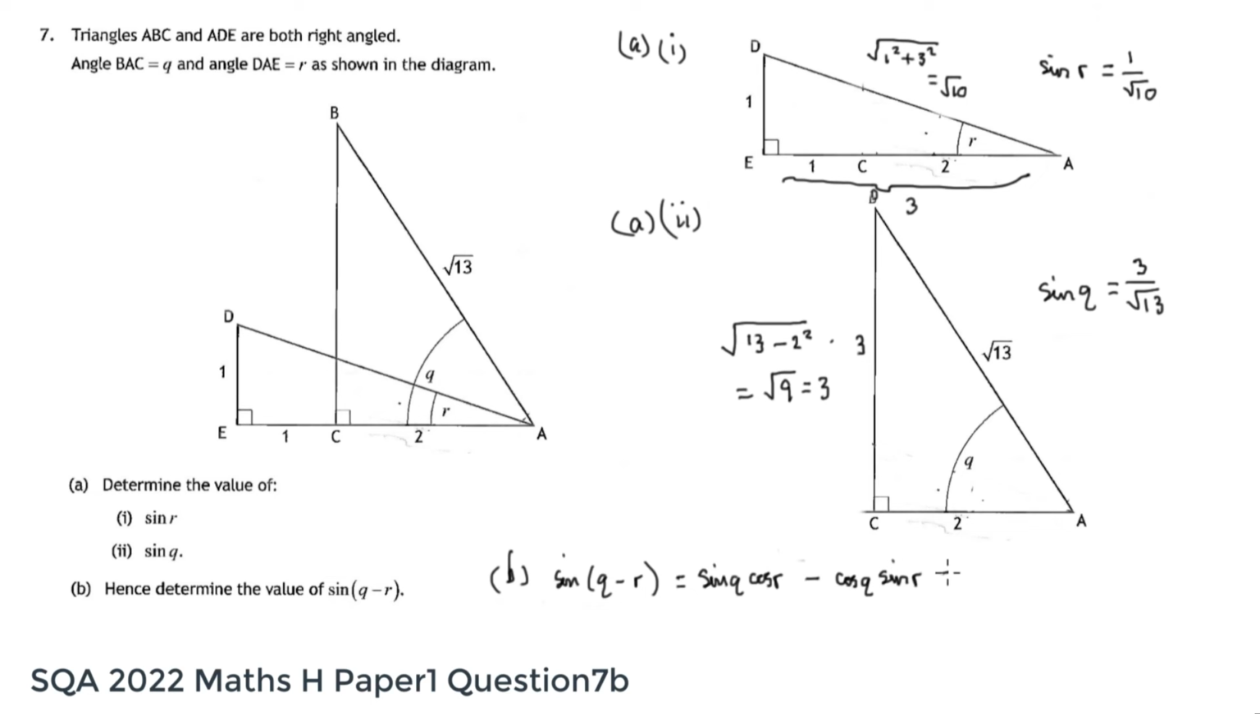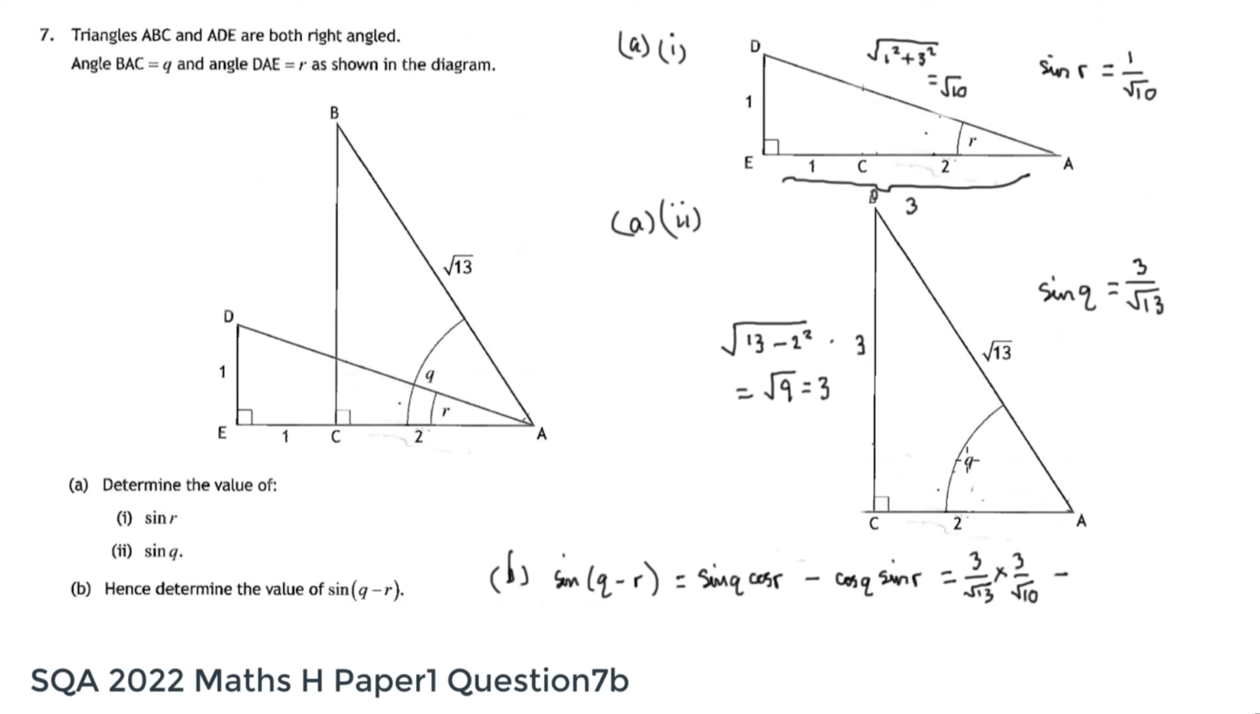Now most of these things we know, at least 2 of them have already worked out. Let's have a look. Sine of Q, there it is, in all its splendour, 3 over root 13. And we're asked to multiply that by cos R. Cos R we don't have, but let's go up to the top triangle, the cosine of R, adjacent over hypotenuse. That'll be 3 over root 10. We have to subtract the cosine of Q.